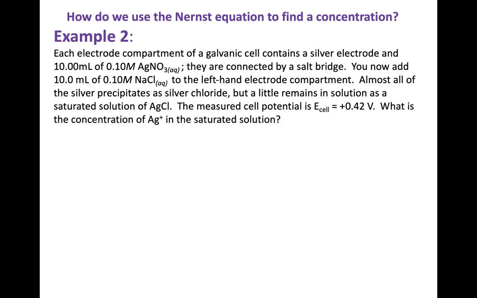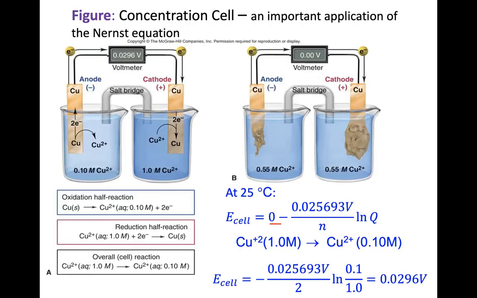So this looks like a concentration cell similar to the one on the previous slide, only with silver and silver ions. Now what we do is add 10 milliliters of 0.1 molar sodium chloride to the left-hand compartment. So what that's going to do is change the concentration of silver, because now I've got sodium ions and chloride ions, the same number of sodium ions and chloride ions that I had of silver and nitrate ions. Almost all of the silver precipitates as silver chloride, right? So silver chloride is not soluble.